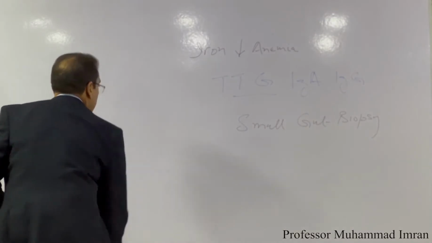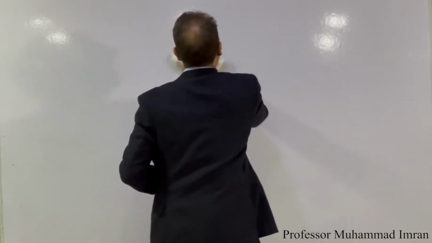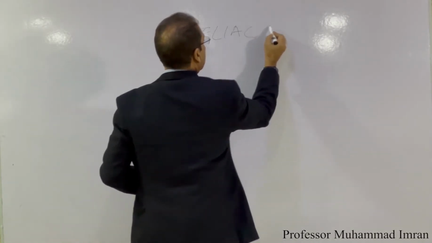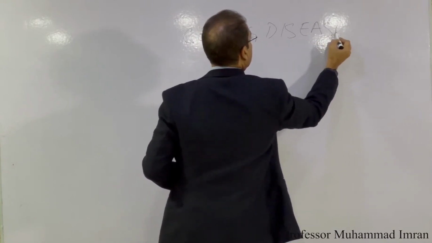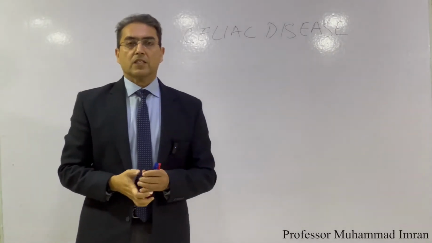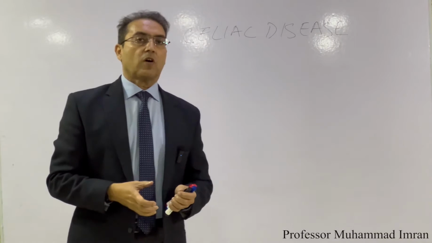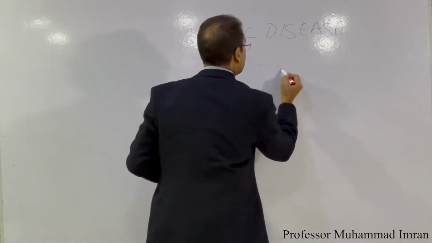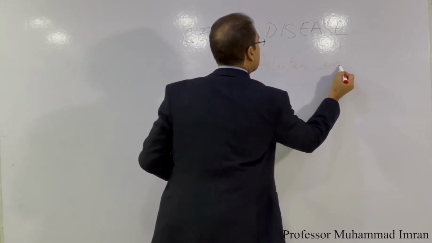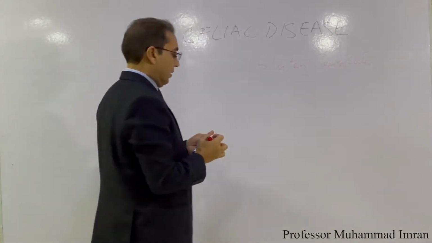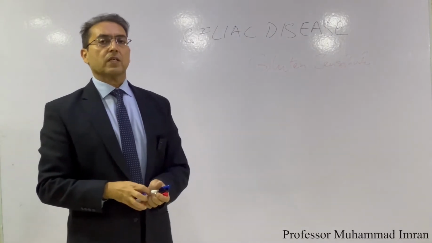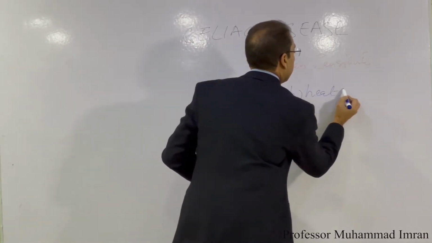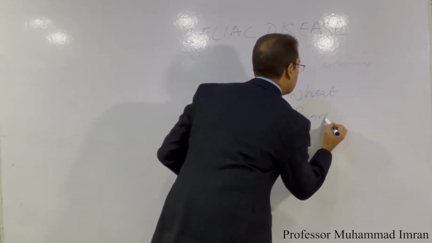Now, what is celiac disease? Celiac disease is a disease in which there is allergy to some components of the grains like wheat. This is gluten. The patient has gluten sensitivity. Now, where is this gluten found? It is found in different types of grains we eat. Classical is the wheat. It's also present in barley and rye.